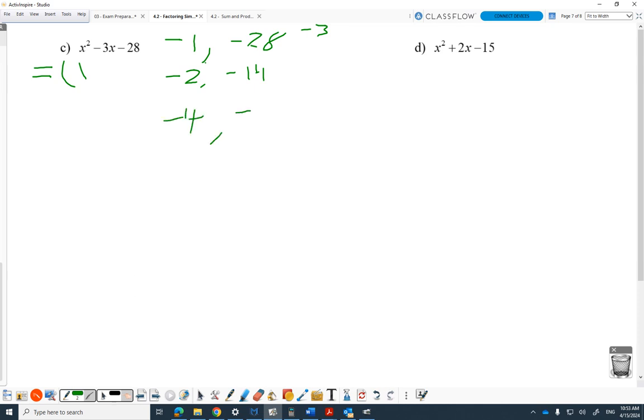Yeah. -7, and 4 and -7. Actually, not 4, positive 4. Which equals -3. So both these equal negative 3. We have x plus 4 equals this 4. So we have x minus 7 because of this -7. And there's the answer.